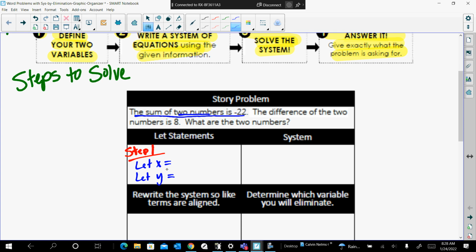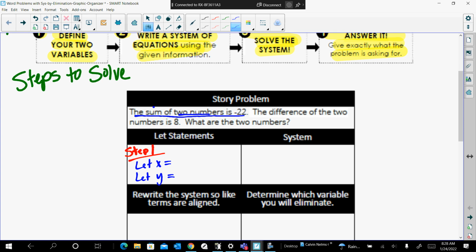If the story or the given information is talking about the sum of two numbers, what could I let x be? Negative 22? What is this first sentence talking about? What's really the subject here? So, no, we got to define it.